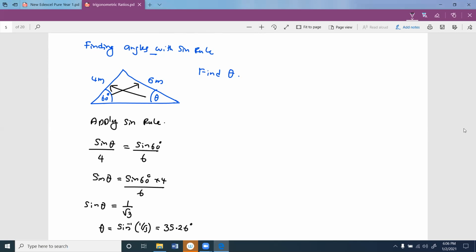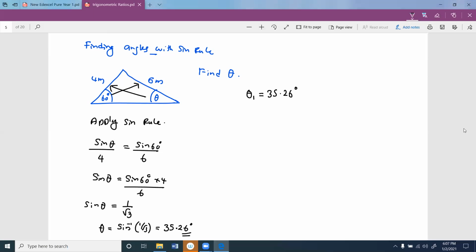35.26. Now this is the answer which we wrote in our GCSE, and we just lined up and ended up with this answer. But when you come up to A level, you cannot end the answer like this. There are many more answers than this to obtain the angle theta, right? So this is the first angle. The first solution is 35.26.